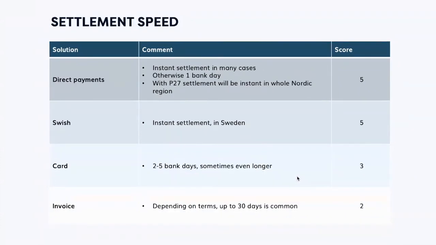Settlement speed. I know that this is an area that many are talking about and are quite interested in. Also here, as you can see, 2 top performers, both tying on 5 points each: direct payments and Swish. Talking about direct payments, it's already instant in many cases when you use these open banking rails between the banks and your providers, such as FinShark. Then talking about Swish, the runner-up, super simple in this case as well. Instant, working well, but only here in Sweden.